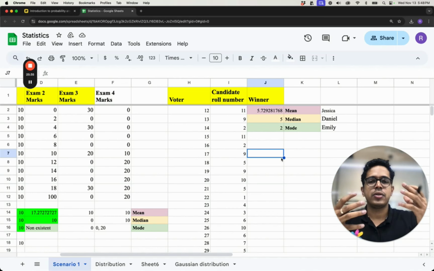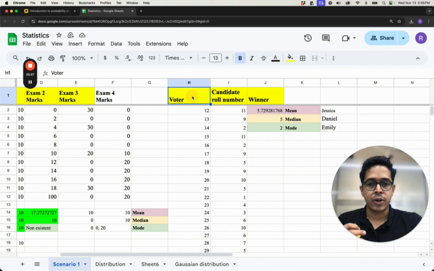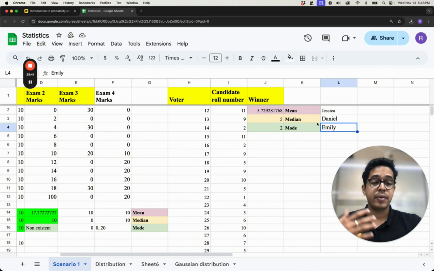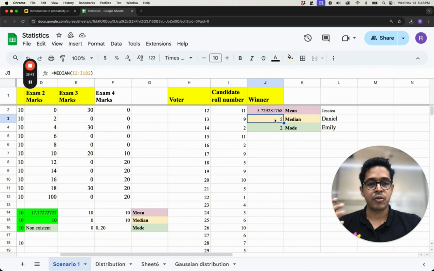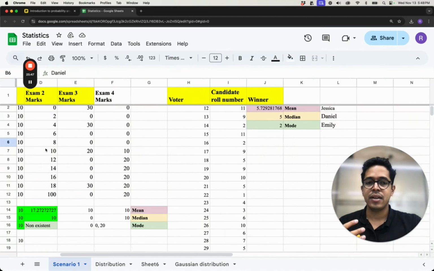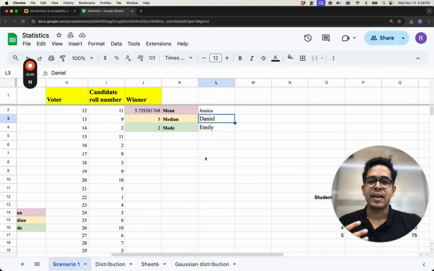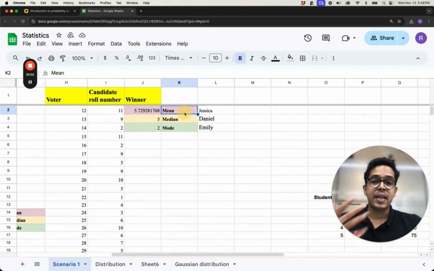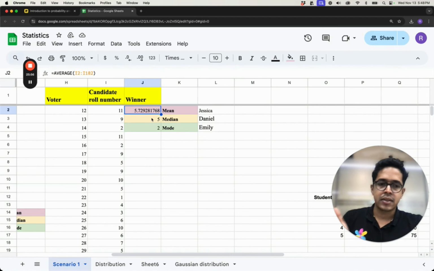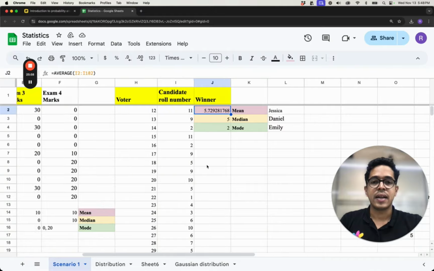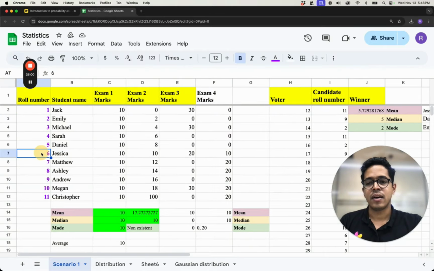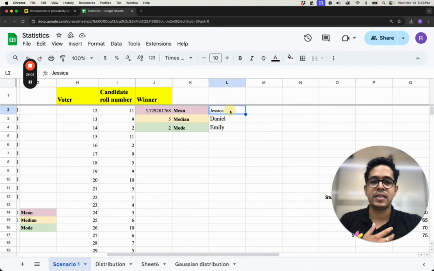Now, if the tendency of the voter group is described by mode, then Emily is the winner. If it is described by median, the roll number turns out to be 5, and 5 is Daniel. So then Daniel is the winner. And if mean is the measure of success in a voting, then mean is 5.72, which we can round off to 6. And 6 is Jessica, which means if we had taken mean, then Jessica is the winner.